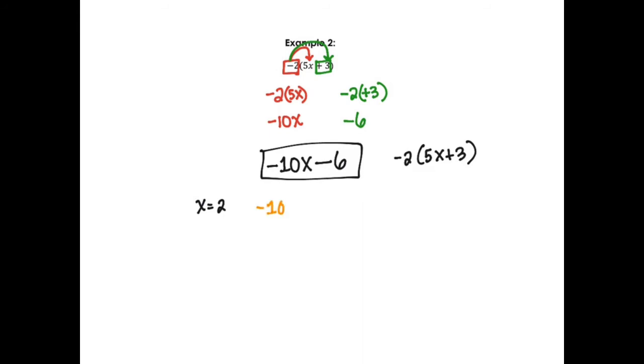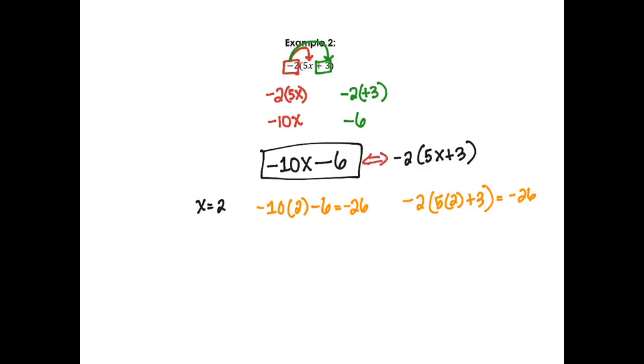So when I plug it into my answer, I have negative 10, parentheses 2, minus 6. And you will see that if I plug this into the calculator and evaluate it, this will give me a value of negative 26. Now if I check on the original expression, I have negative 2, parentheses 5, parentheses 2, plus 3. And again, if I evaluate this in my calculator, you will see that this will also give me a value of negative 26. So my original expression and the one that I've gotten after I distributed are equivalent to each other.